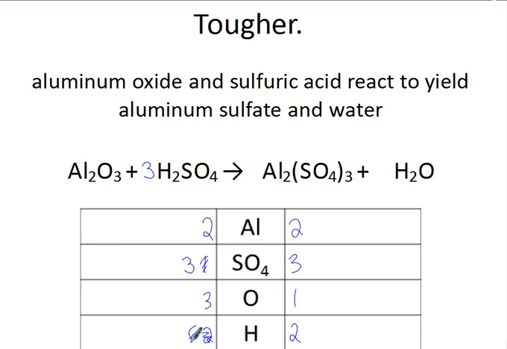But if I look at this, 3 oxygens to 1 oxygen, 6 hydrogens to 2 hydrogens, that's looking like both have multiples of 3. So if I put a 3 outside my water, that'll give me 3 oxygens and 3 times 2, 6 hydrogens. And I've got myself a balanced equation.